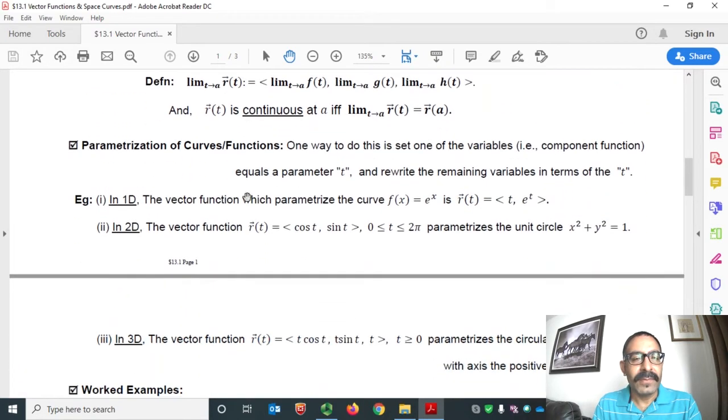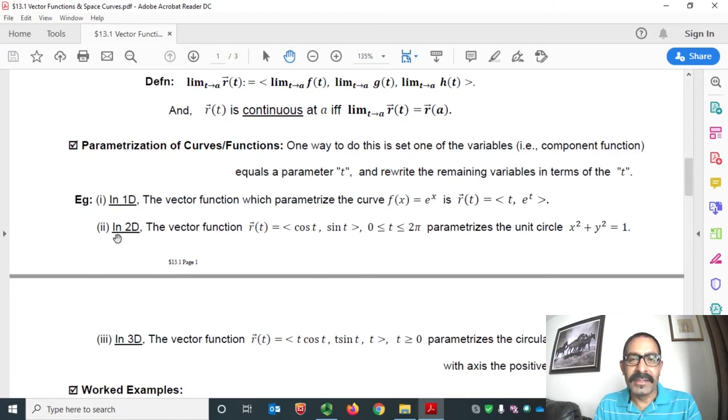Next, parametrization of a space curve or function. One way to do this is to set one of the variables equal to a parameter t and rewrite the remaining variables in terms of the parameter t. Example, in one dimension, the vector function which parameterizes the curve f(x) equals e to the x is simply: put x equals t, then y becomes e to the t, so our vector function is then r(t) equals the vector t comma e^t. I hope this makes sense to you all.